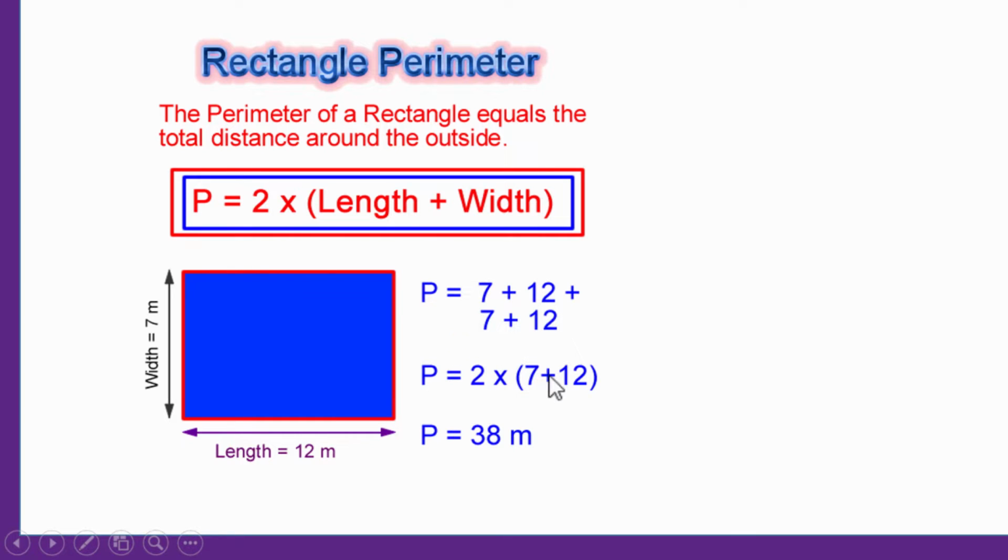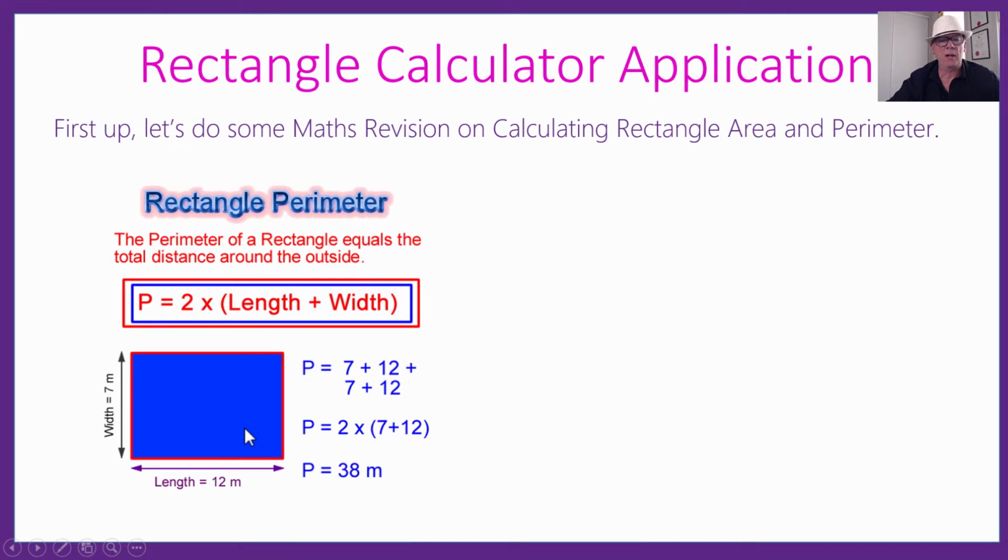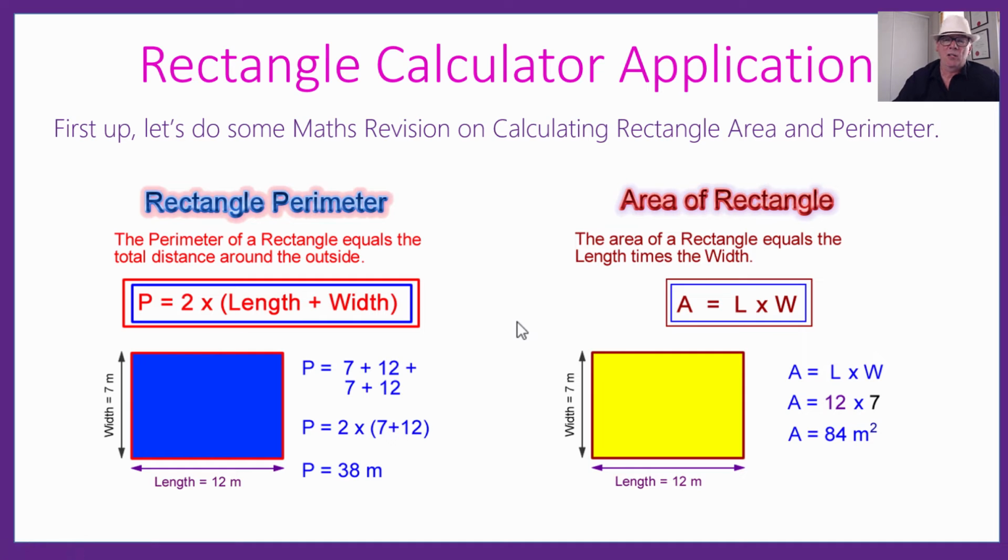So if you put the numbers in and work that out, it's 38 meters all the way around the outside of that blue rectangle. And that's the idea of perimeter. It just has single units here, like meters, centimeters, millimeters, or inches, feet, and yards if they're in the USA.